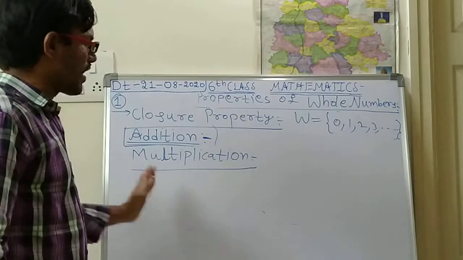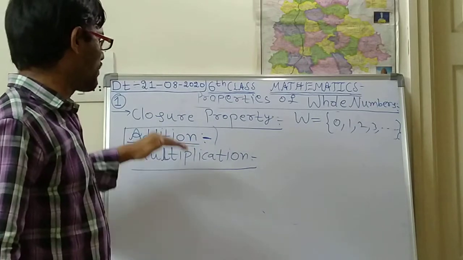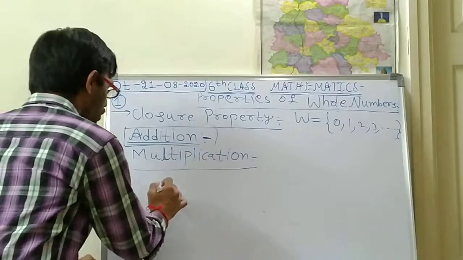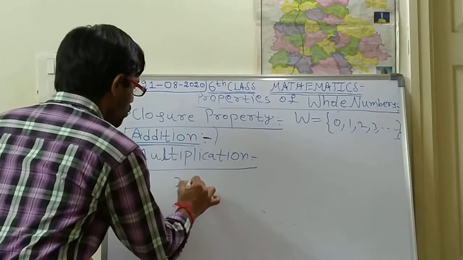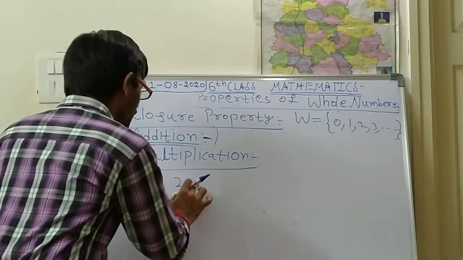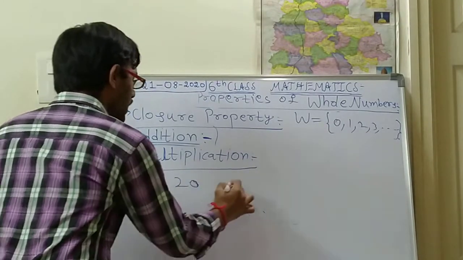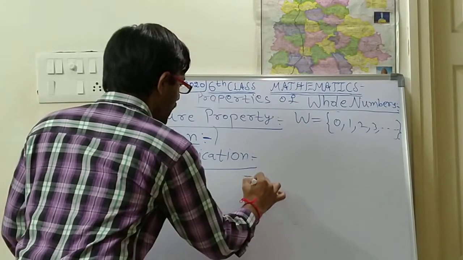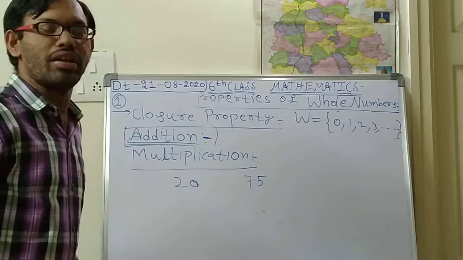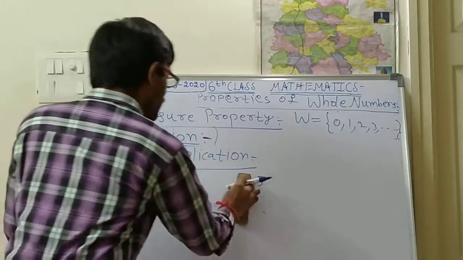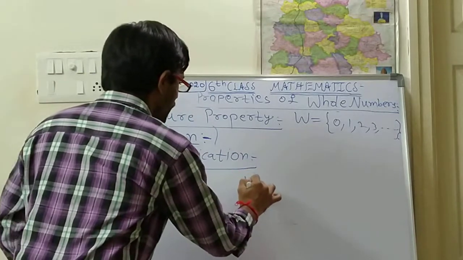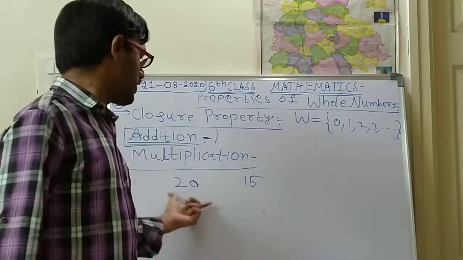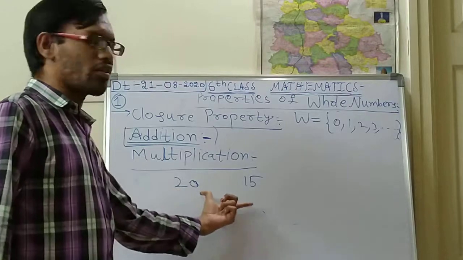Here also it is the same as addition, but the symbol will be changed. Suppose you are taking any whole number. So 20 I am taking as one whole number, and another whole number, suppose 75, okay, instead of 75 I am taking 15. So 20 and 15 are two whole numbers.